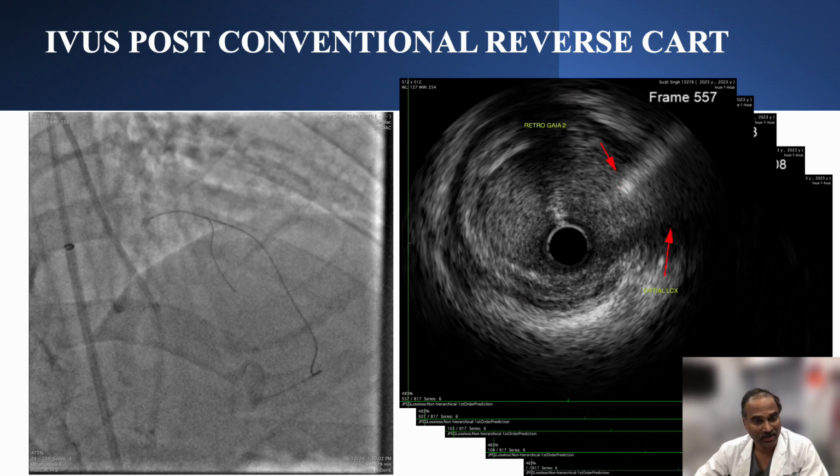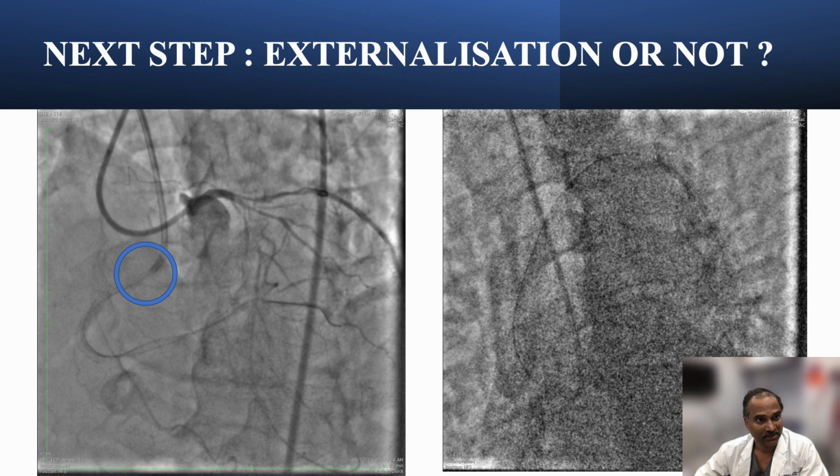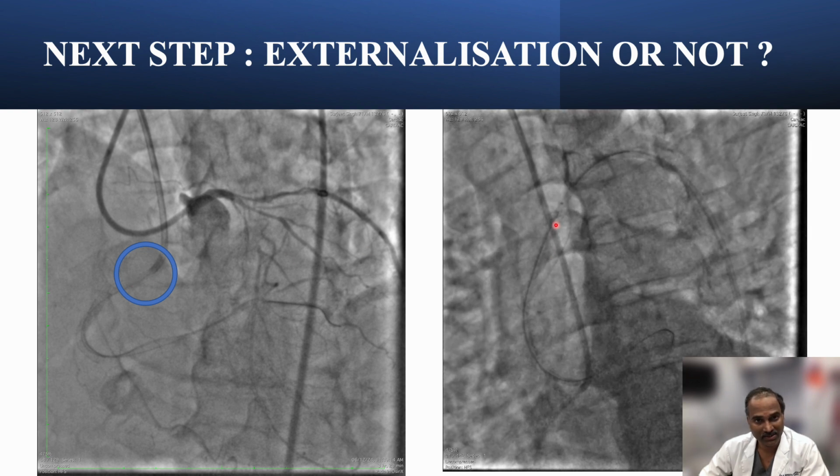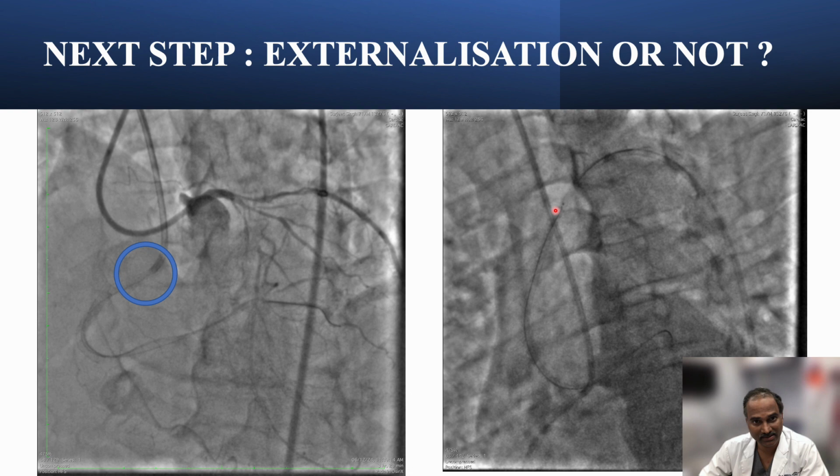So we confirm that, and then you have to go ahead with the next step, that is externalization, usually in retrograde. But in this case, as there is a stent sitting at the aortoostial region of the retrograde vessel, it may not be prudent to do externalization. So avoid externalization and just do a tip-in for a quick antegrade access. This is what we are doing.